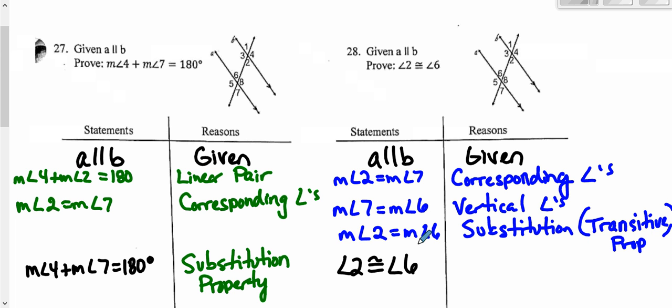Then you notice how I went from equals to congruence? So then what I say here at the very end is the definition of congruence. Now, I could have started with all of these as congruent and avoided this last reason, and instead substitution or transitive property would have been at the end. But I decided to go with the same kind of statements we were making in the first problem.